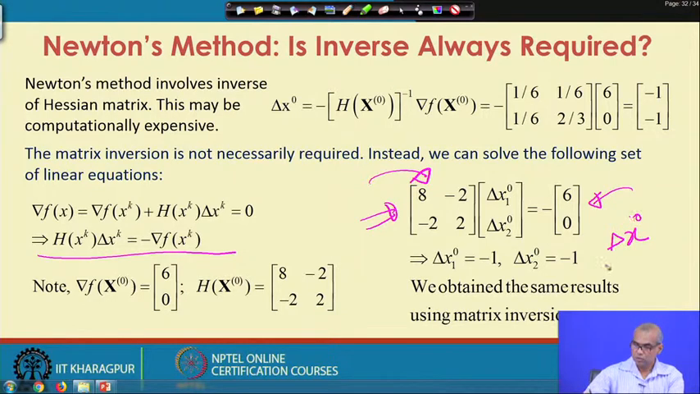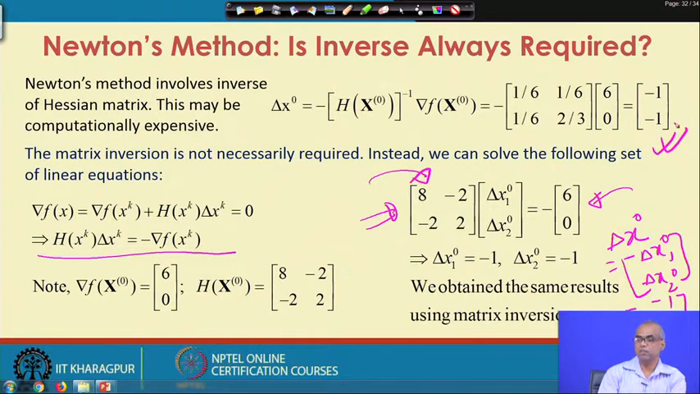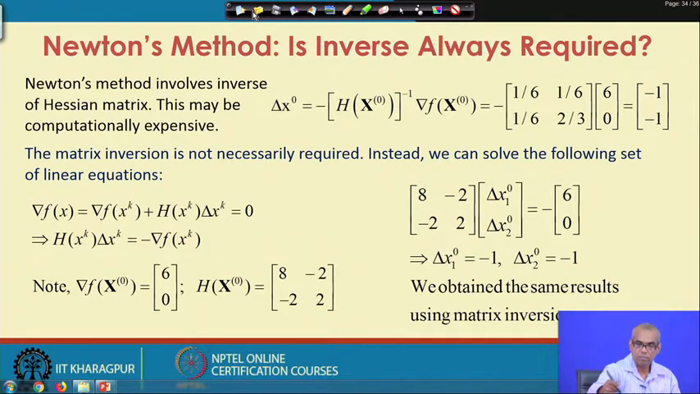So, delta x 0, which is delta x 1 0 and delta x 2 0, is again obtained as minus 1, which is the same as what you obtain using the inverse of Hessian. So, the inverse of Hessian is not necessarily always required. Instead, you can solve a set of linear equations.